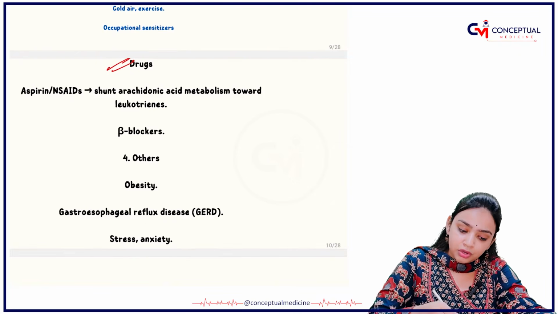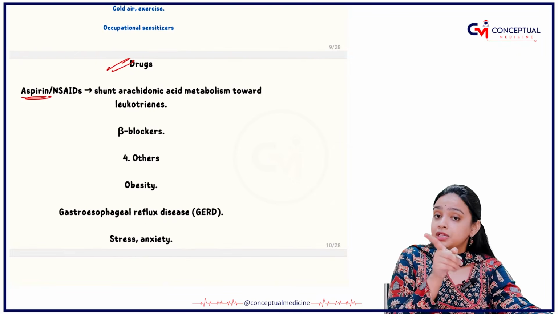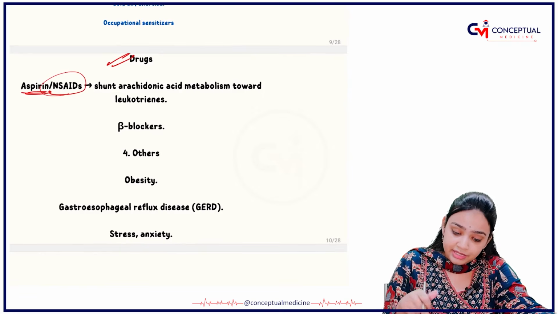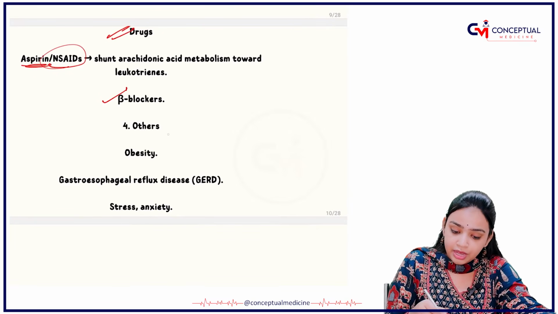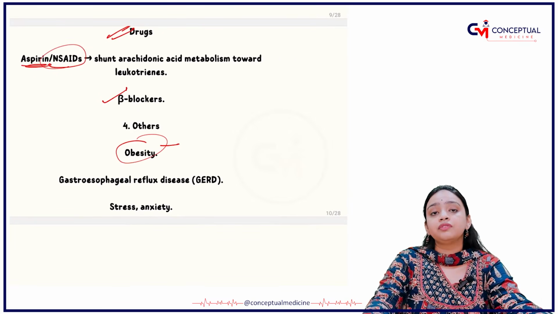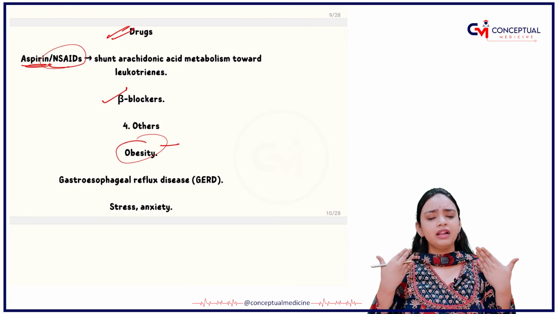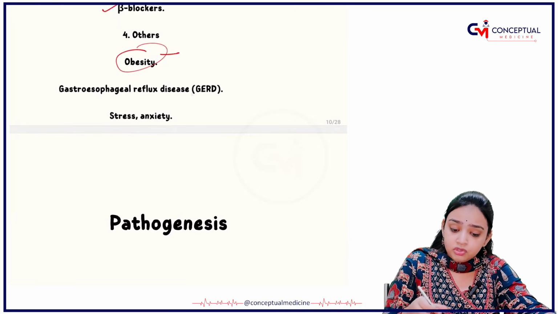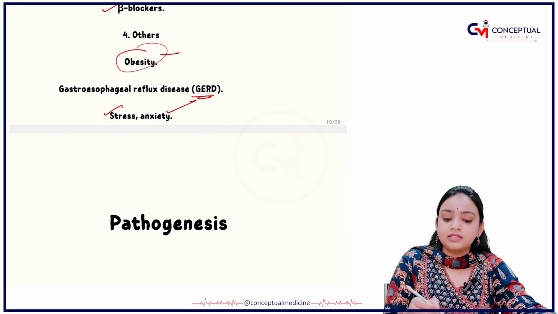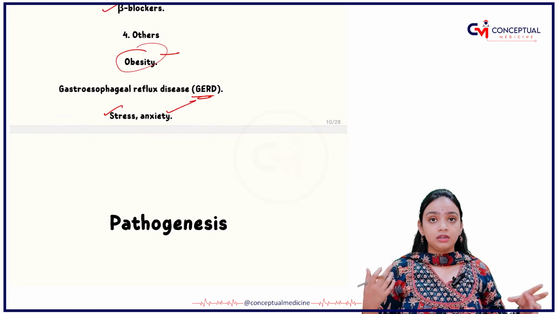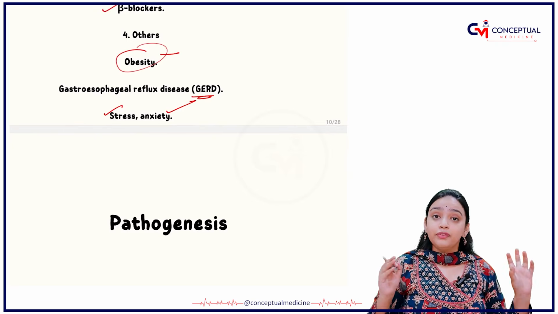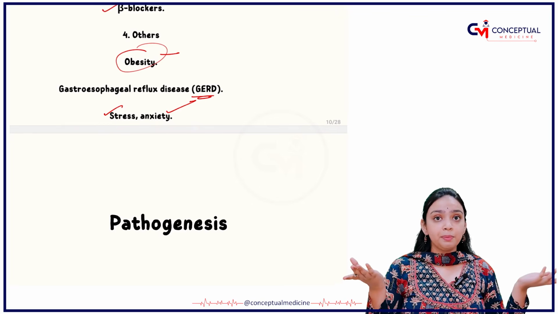What are the drugs which cause it? Aspirin, which we have seen in the Samter's triad, then you have the NSAIDs, then the beta blockers, and the other one is obesity. Obviously, if the person is obese, sometimes he will feel difficulty in breathing, right? Then GERD and stress and anxiety. When we are in stress, like how my voice is changing, right? We are not able to take a breath properly.